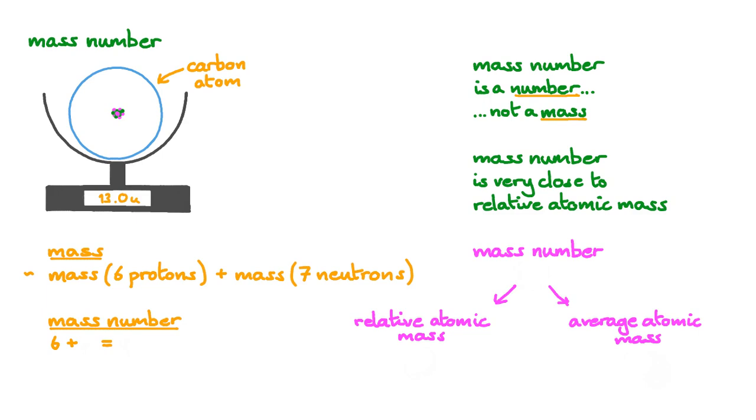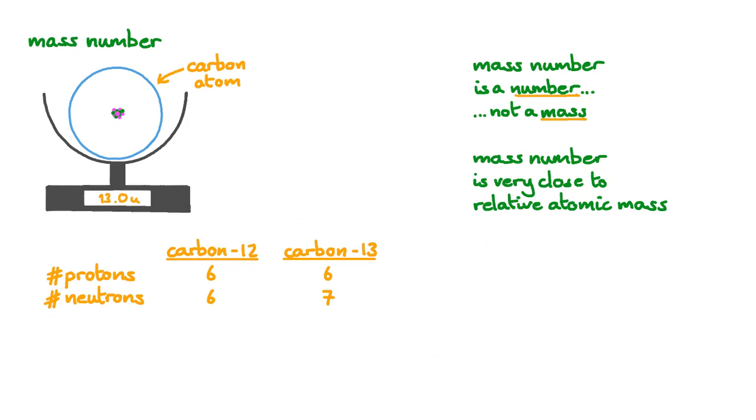This is roughly the mass of 6 protons plus the mass of 7 neutrons. But we still have an atom of carbon because there are 6 protons. But we have a different mass number this time. 6 plus 7 is equal to 13. So the relative atomic mass of this particular atom is about 13, and the average atomic mass is about 13 unified atomic mass units. These variants of carbon are what we call carbon isotopes.